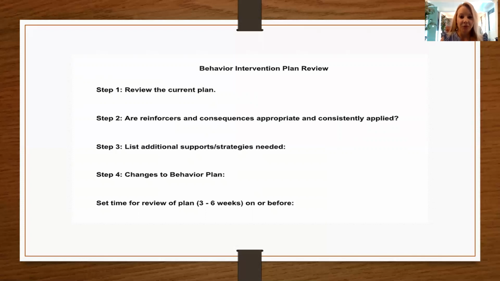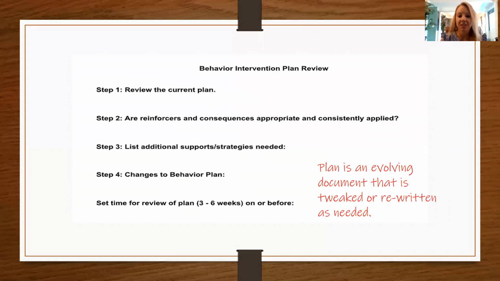So you're going to have a review. This is an evolving document. It is not something that's going to be the same forever and ever. It's not like your IEP. It doesn't last a year. You meet on it as needed. So for that initial meeting, in your initial review, you're going to review the current plan. You're going to read through it, and you're going to talk about those reinforcers and consequences, those rewards and consequences. Are they still appropriate? Are they working? Are they being used? Is the child responding to them?